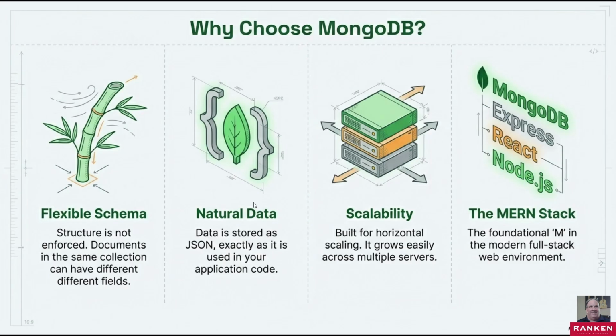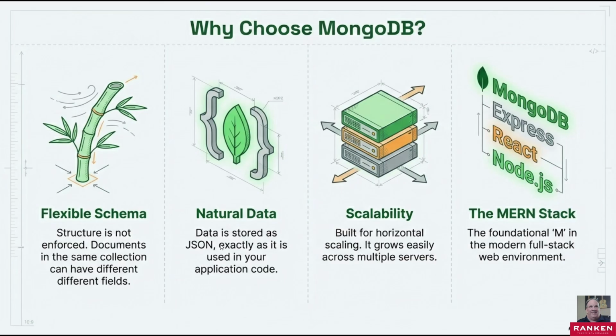So why choose MongoDB? It's a flexible schema, so the structure is not enforced. Documents in the same collection could have different fields, okay? Natural data is stored as JSON, exactly as it is used in application code.